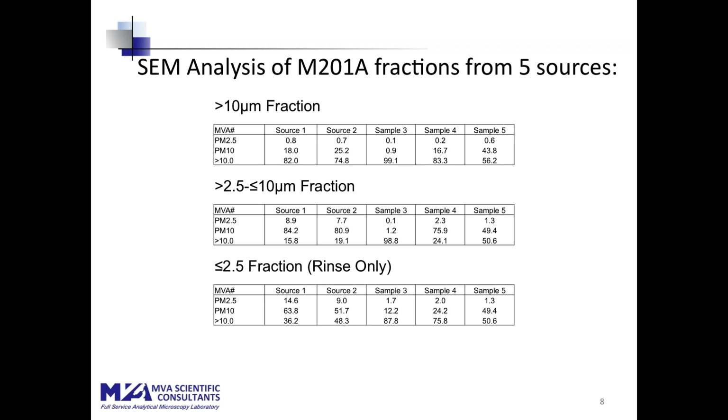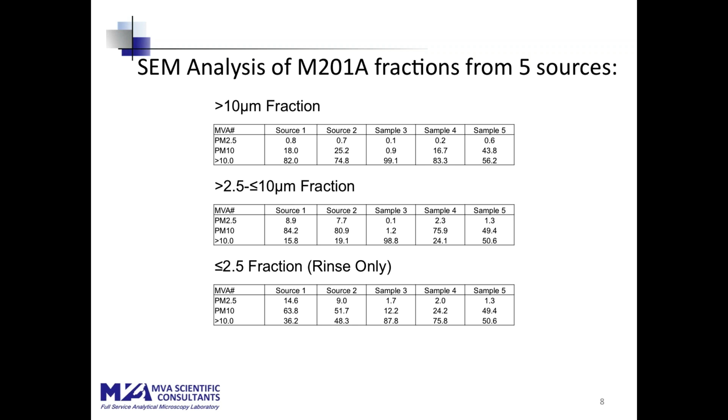Things get a little more interesting in the intermediate fraction. Now some 15% to 98% of the material is still greater than PM10, so this fraction, which is included in the PM10 fraction, does include contribution from particles larger than 10.